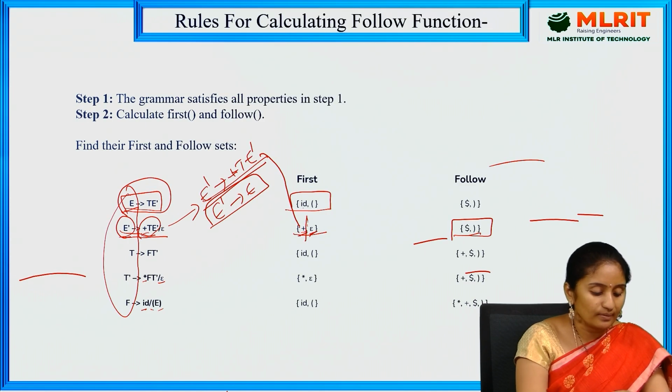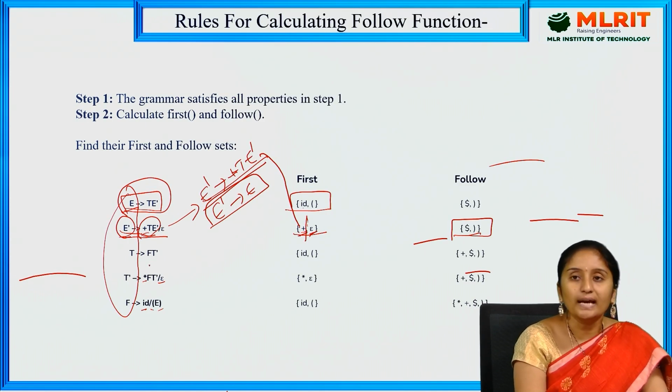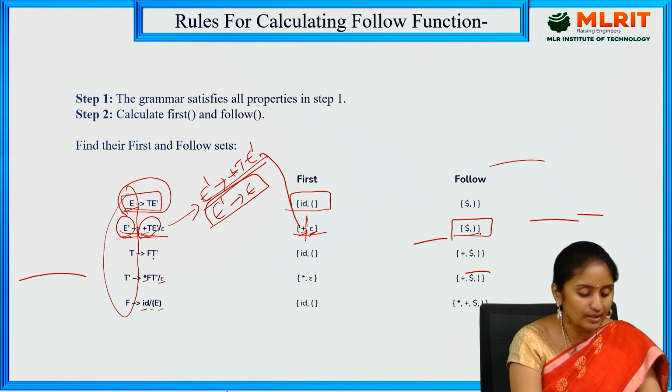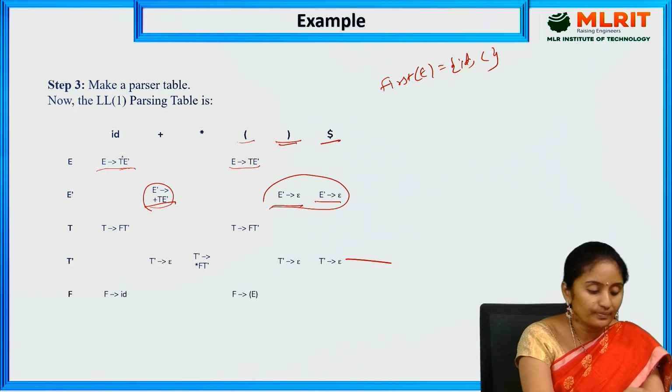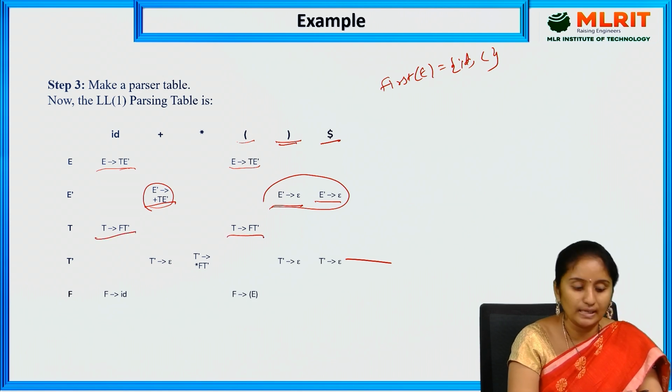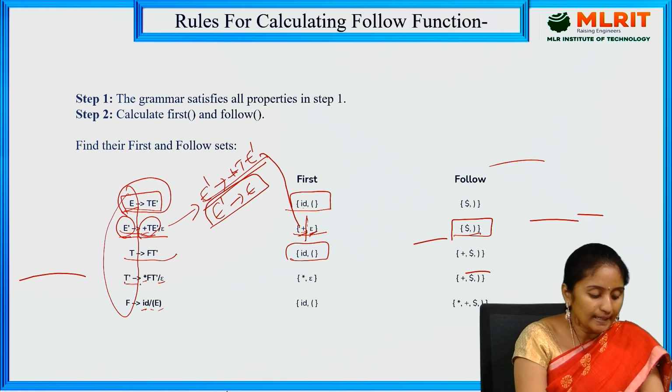The next one, T produces FT dash. What are the first functions? ID comma open bracket. In the place of ID and open bracket, we write T produces FT dash. Next, T dash tends to star FT dash or epsilon.